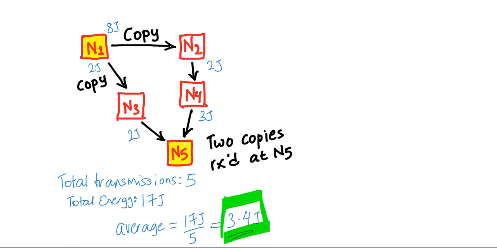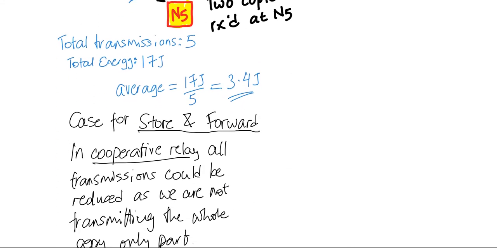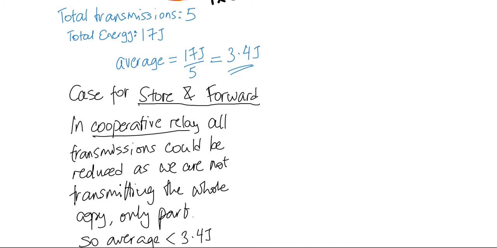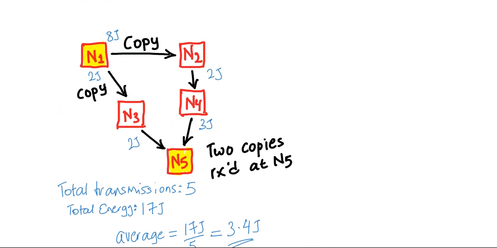Now here we introduce a new concept, which is known as store and forward or cooperative relay, right? So I'm just going to go back here and quickly try to illustrate that. In the store and forward concept, the message goes from N1 to N3. It is received in its complete form. And once it is received, it is then sent from N3 to N5.